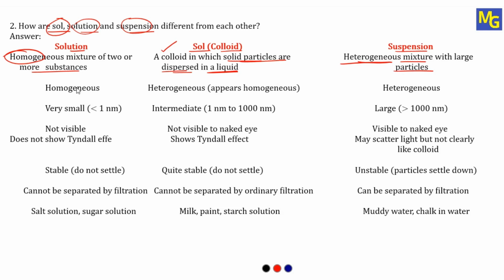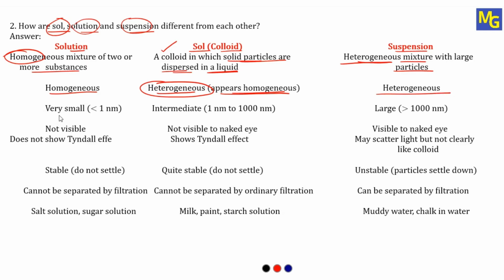Second one, write down about homogeneous and heterogeneous, the same thing which I just told. It is homogeneous. It is heterogeneous but appears homogeneous, but many times it is called homogeneous only. So you can refer to the same sentence which I have written in these notes: it is heterogeneous but appears homogeneous. And suspension is almost all heterogeneous, and it is based on the size of the particle.